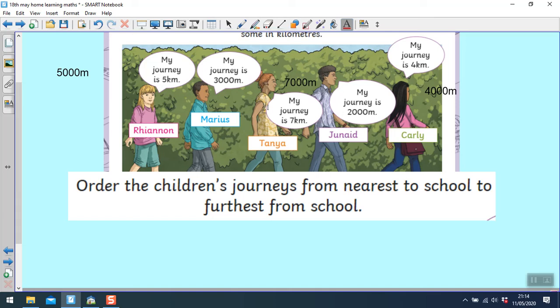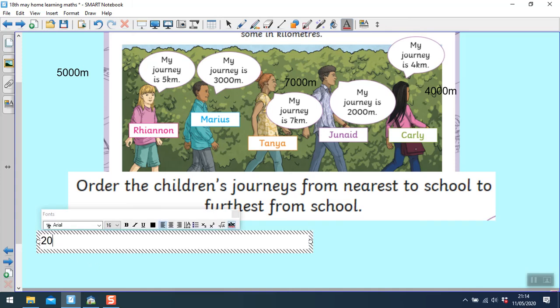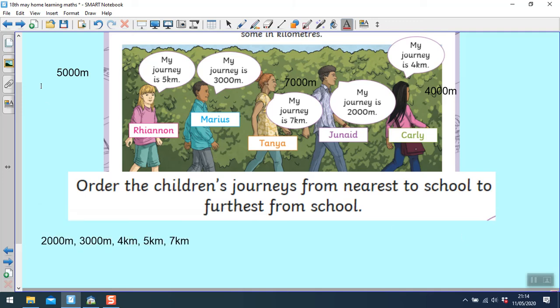So the shortest journey is 2,000 metres. The next one is 3,000 metres. The next one is 4,000 metres, but in its original form is 4 kilometres. The next one is 5 kilometres. And the longest one, furthest away from school, is Tanya, and she goes 7 kilometres. Well done if you got those in the right order.